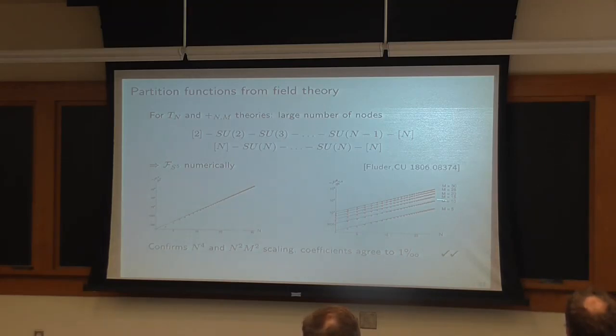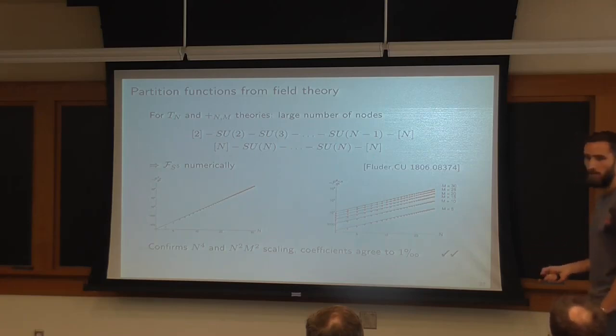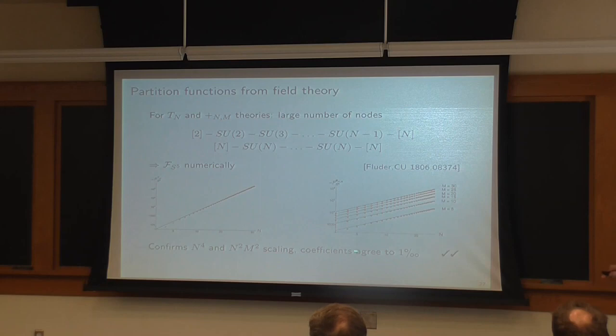I don't want to explain the plots here in detail because I want to talk very briefly about the analytic solution. But the point is, a numeric analysis confirms the scaling N to the 4 for the T_N theories, N squared, M squared for the plus theories, and it confirms the coefficients which we predicted from AdS/CFT at the terminal line. So this is really where you see that very non-trivial quantities agree between the gauge theory perspective and the string theory perspective. But there must be something to this whole story, which I've been trying to set up and sell.